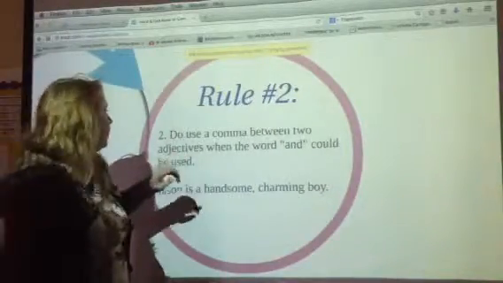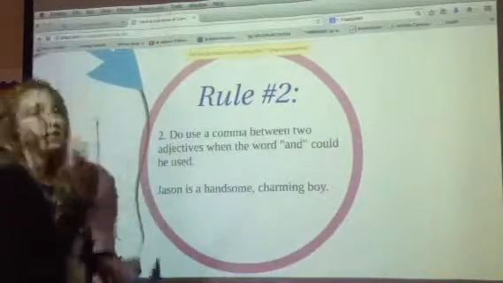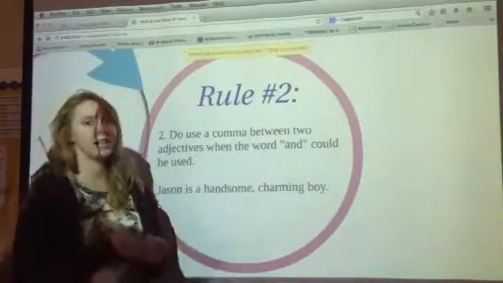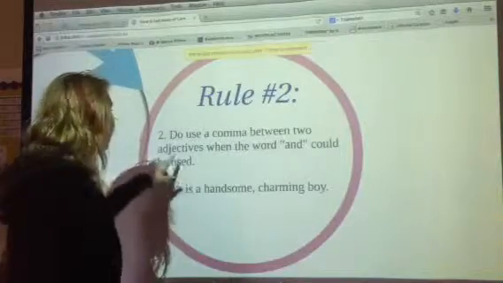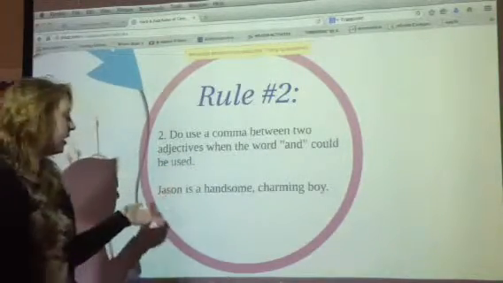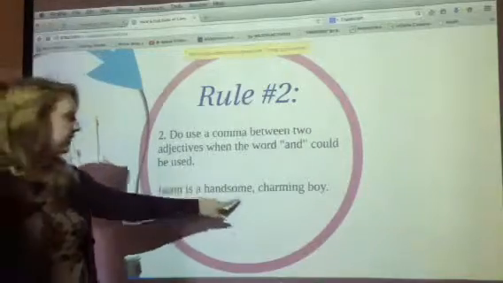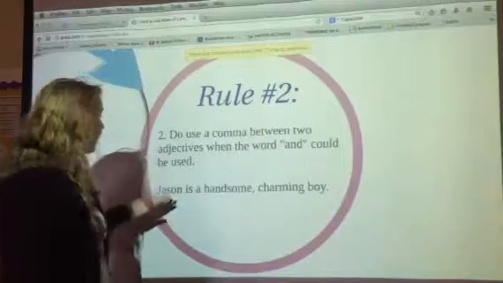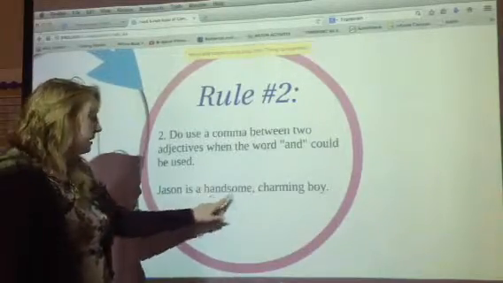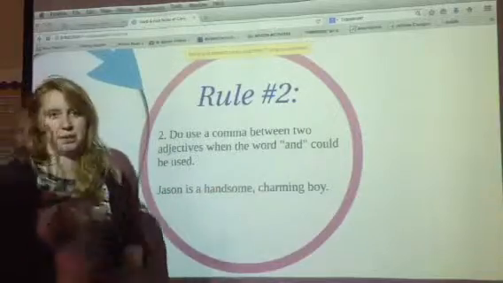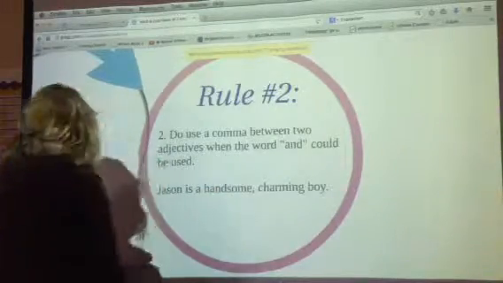Alright, rule number 2. Do you use a comma between 2 adjectives? Everyone should know what an adjective is by now. An adjective describes a noun, helps describe that noun. Between 2 adjectives when the word and could be used, okay? So our example is Jason is a handsome, comma, charming boy. We could actually use the word and. We could say Jason is a handsome and charming boy, but in this instance we want to just use a comma because there's 2 adjectives.